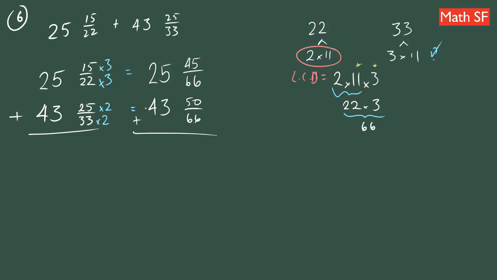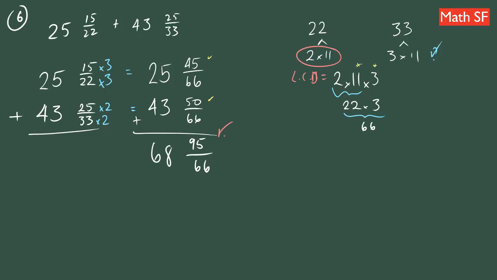And then we're adding them. Now they have the same denominator, so we can just add the top. So 45 plus 50 will make 95, over your same denominator, 66. And then we add this part. 5 plus 3 is 8. 2 plus 4 is 6. So our answer should be this.